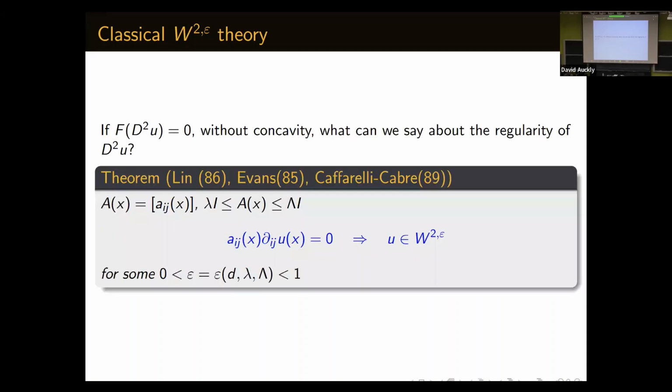So that's when we start W2 epsilon theory, which was first observed by Lin and Evans and later Caffarelli-Cabré, where they started with a non-divergence form equation. And again, if A is a matrix of coefficients, where the eigenvalues of this matrix are all in between lambda and capital Lambda, solutions to this homogeneous equation belong to the Sobolev space W2 epsilon. That means the Hessian is integrable with epsilon in the exponent. So it's in L epsilon, for some epsilon, again, unknown, but which we do know depends only on dimension and the ellipticity constants. So it's a universal constant.